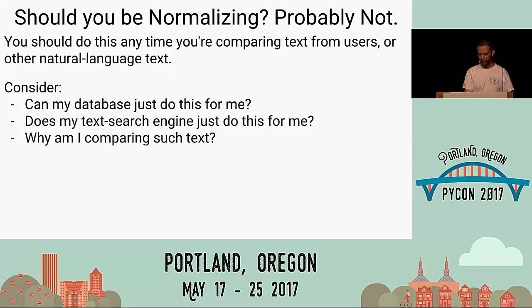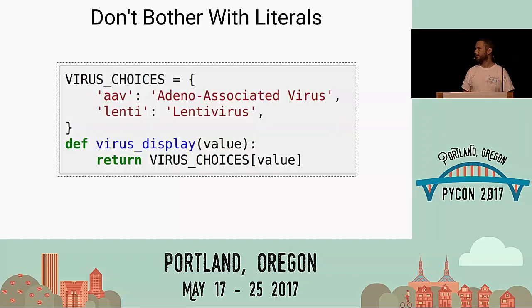The main thing, though, is why are you comparing it? Most of the time, it doesn't matter. You don't have to normalize. A lot of times when we're comparing string literals in actual code, we're doing something like this. We have a dictionary. The keys are some internal values that we use, maybe we use them as values in a database, and then the values in the dictionary are strings that we show to users. And we're just doing a lookup. These are just literals in our code. We don't need to normalize them. We know they're always going to be the same. We don't need to worry about it.